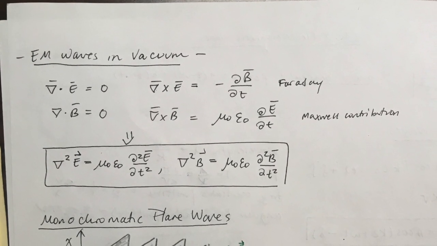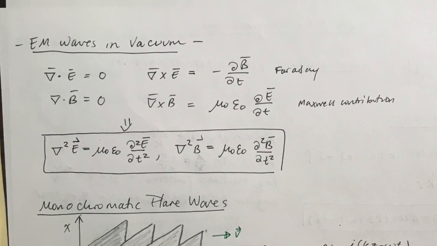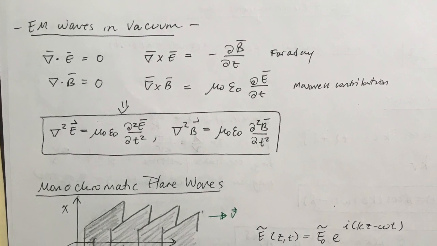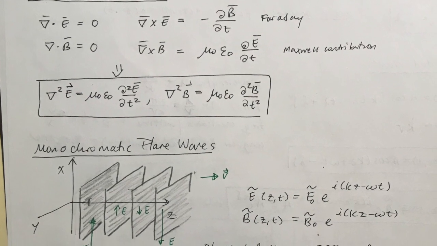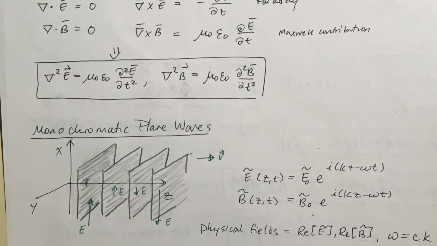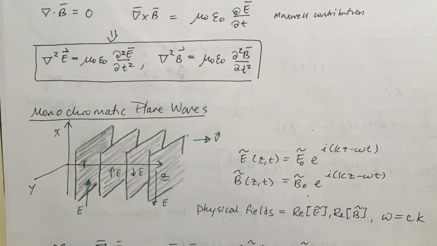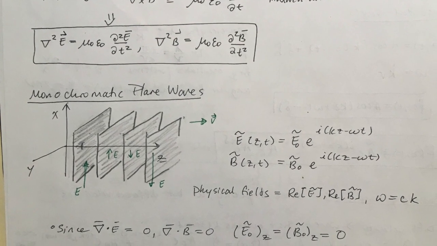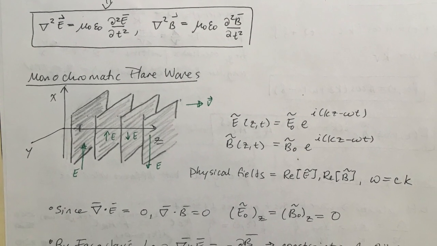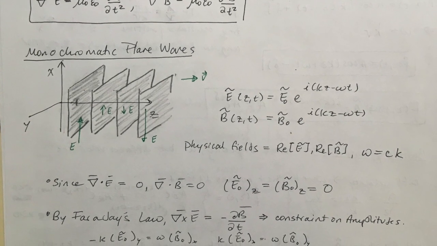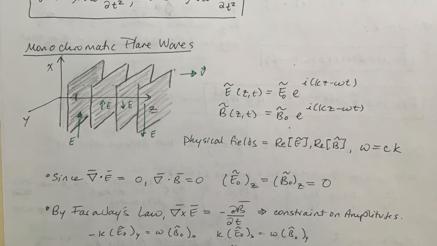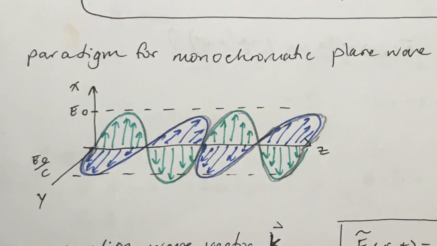In vacuum, we have that the divergence of the electric field is zero. The curl is equal to the rate of change of the magnetic field, which is Faraday's law. We have that the divergence of B is zero, the no-monopoles law. And then we have the curl of B, which is just Maxwell's law. The important thing that we realize here is that electromagnetic waves are transverse.